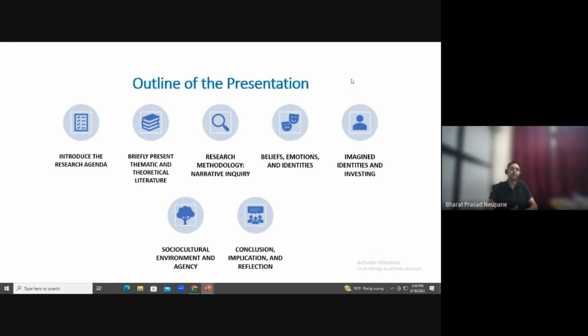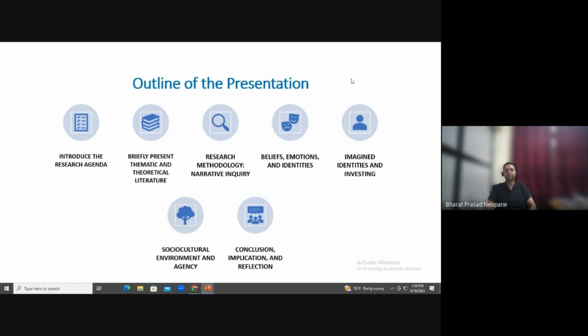So this is the outline of the presentation. I begin by introducing the research agenda. I have contextualized my research study on my childhood and some of the critical incidents that I went through during my formative phase of the career and school education. So I bring some of the anecdotes, and I try to connect these with different themes, right?